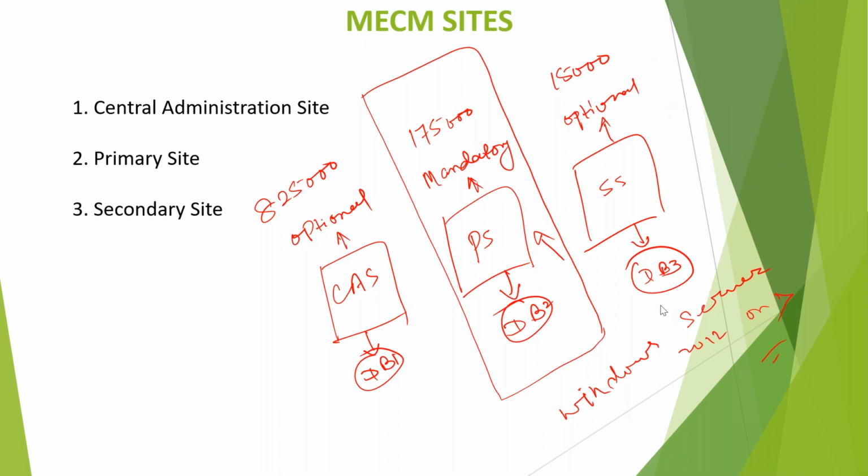Okay, so central, primary, and secondary. These are the only three site servers in SCCM. Now we have to learn about the central administration site in great detail. What is a central admin site? What is a primary site and a secondary site? In today's session.